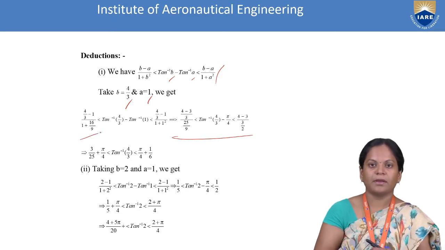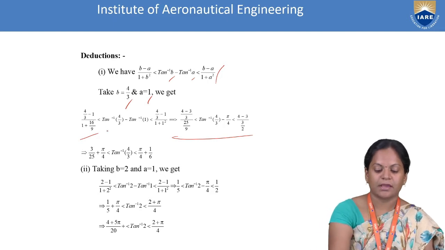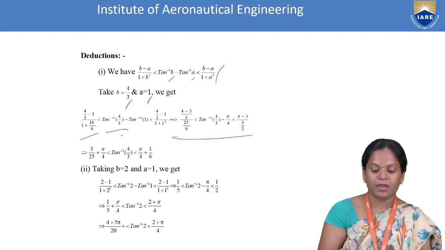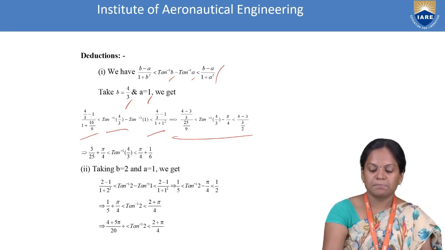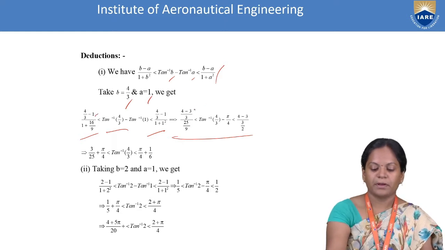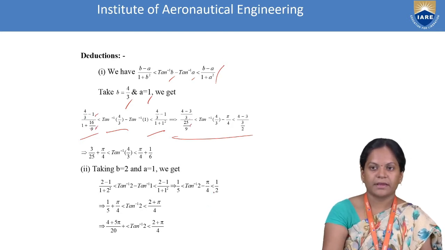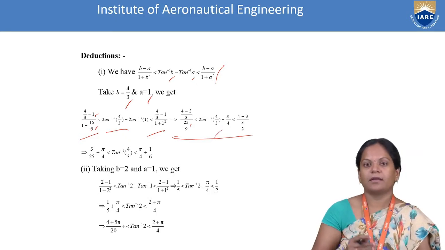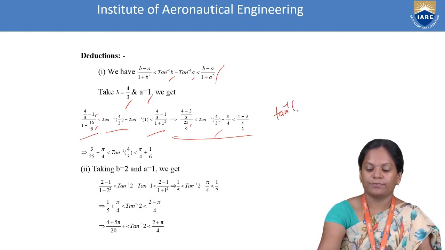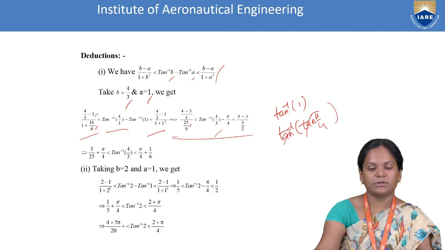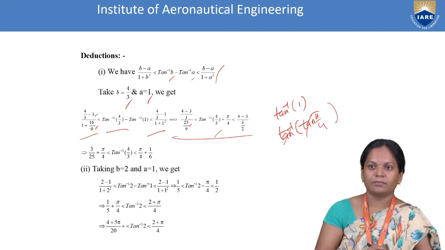(4/3 - 1)/(1 + 16/9) < tan⁻¹(b) - tan⁻¹(a) < (b - a)/(1 + a²). So simplify this. Take the LCM here. (4 - 3)/3 over the denominator (9 + 16)/9, that is 25/9, less than tan⁻¹(4/3) - tan⁻¹(1). Now tan⁻¹(1): tan(π/4) is 1, so both tan⁻¹ and tan cancel, and we have here π/4.